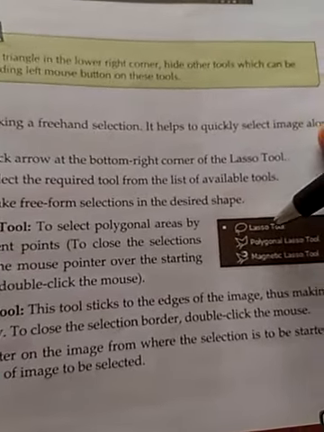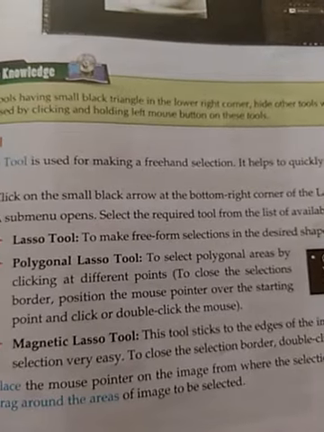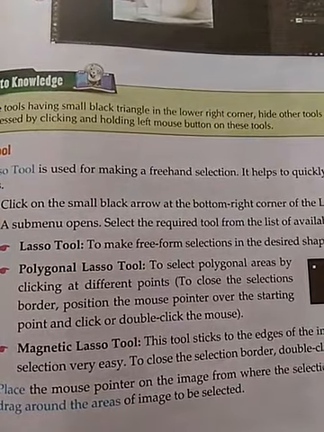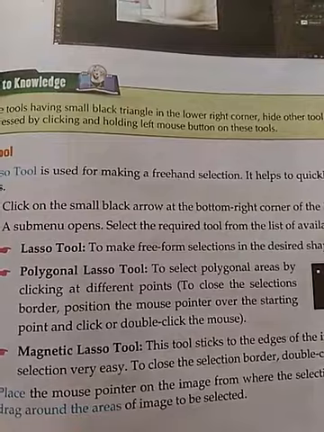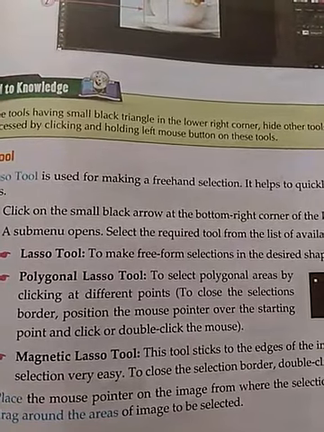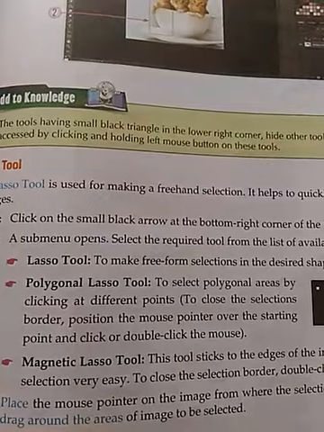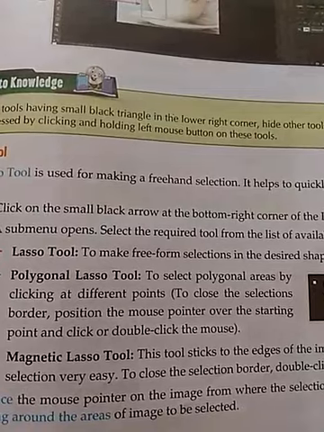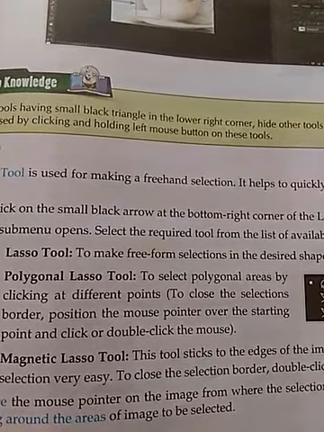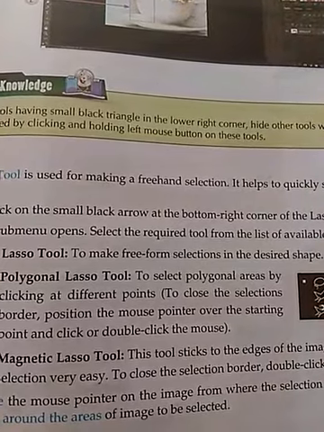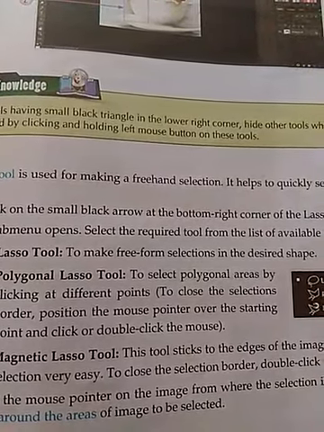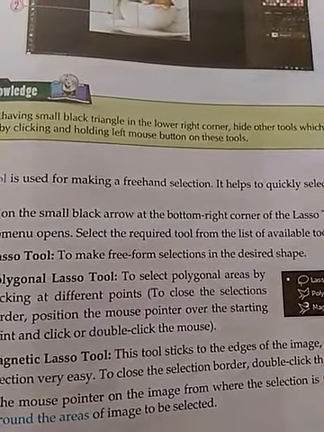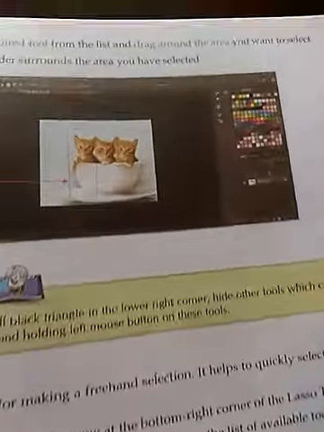Lasso tool, this option will help you to make a free selection in an image. Polygonal lasso tool, it helps you to select polygonal area of an image by clicking at different points. Magnetic lasso tool, generally it sticks to a particular color of an image, means edge of an image, and if you move your mouse over the edge of that image, then the image which is followed by that selected edge gets automatically selected.